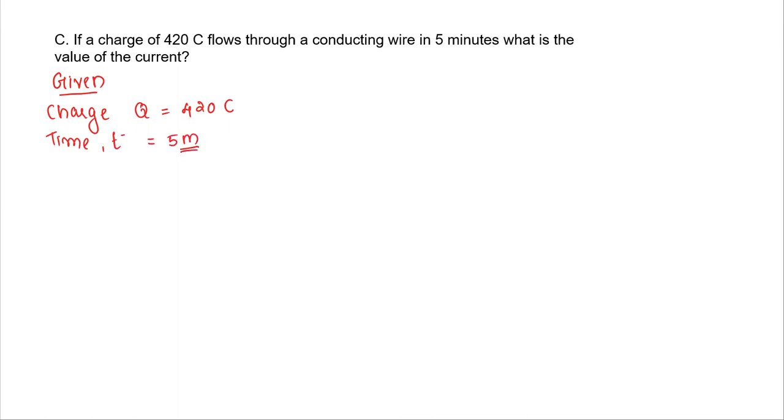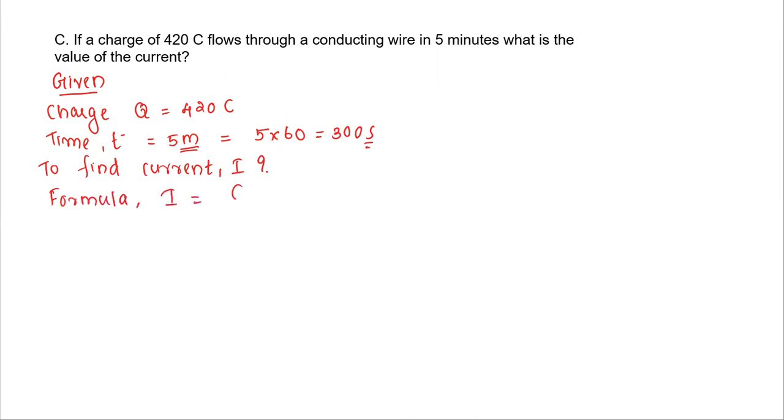Here, time is given in minutes. We want to convert it into seconds. We know that 1 minute is 60 seconds. So 5 minutes is 5 into 60, that is 300 seconds. Okay. Now, we want to find out current, that is to find current I. Okay, what is the next step? Next step, we have to write the formula. We know that current I is equal to Q upon T. Okay, now you got the formula. Substitute the values in the formula, you will get the solution.